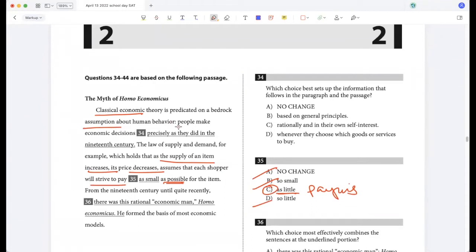So people make economic decisions precisely as they did in the 19th century, based on general principles, rationally and in their self-interest, whenever they choose which goods or services to buy. So if I'm talking about rational behavior, then option C would make sense, because that is what a rational economic man would do. How they behaved in the 19th century is out of context. General principles is vague, and D is also not indicating anything specific.